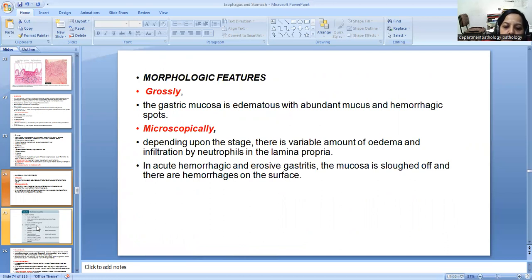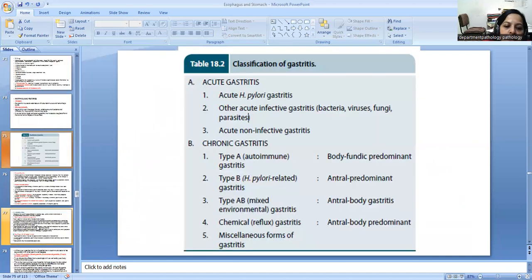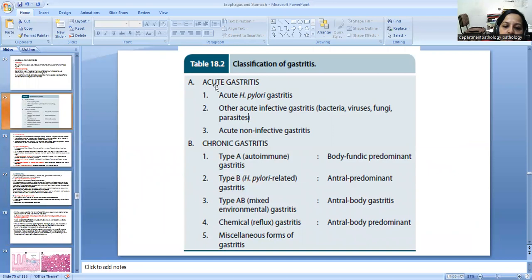Acute hemorrhagic and erosive gastritis: the mucosa is sloughed off and there are hemorrhages on the surface. So this is the classification of gastritis. In acute gastritis, the factors can be expanded by gastritis, other acute infectious gastritis like bacteria, viruses, fungi. Chronic gastritis can be type A, type B, type AB, chemical, miscellaneous forms of gastritis.